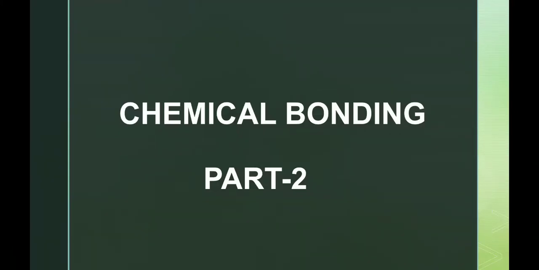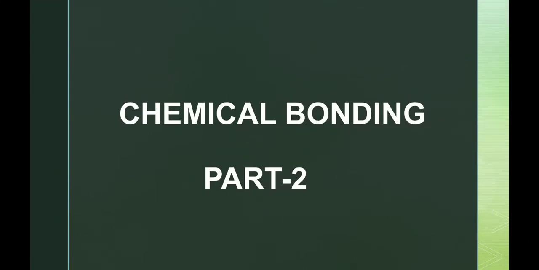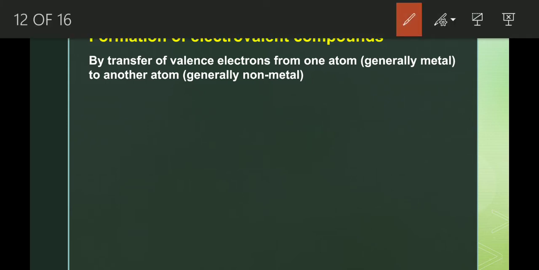So let's start the lesson. In this video, I will discuss the electrovalent compounds. Basically, I will discuss how these electrovalent compounds are formed. In my previous video, I have already told you that when there is transfer of electrons between atoms, then electrovalent compounds are formed. That means, let's consider two atoms, atom X and atom Y.